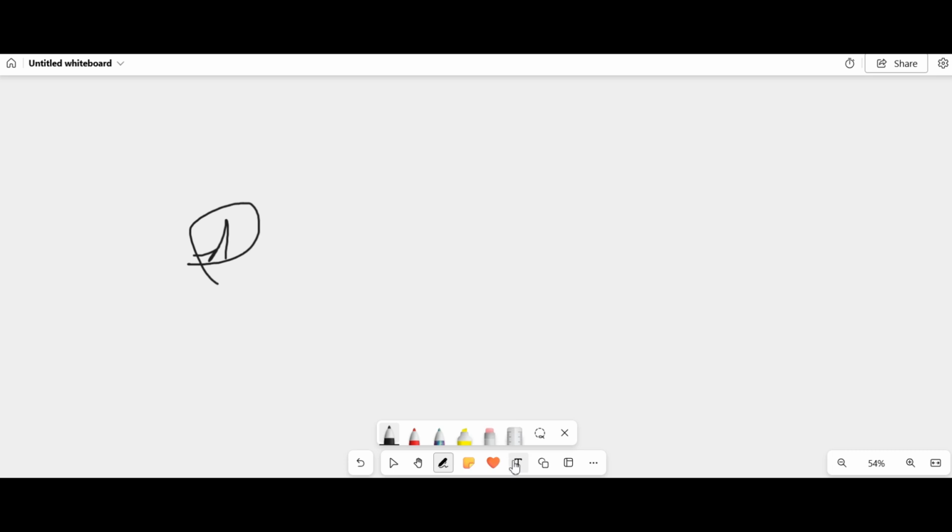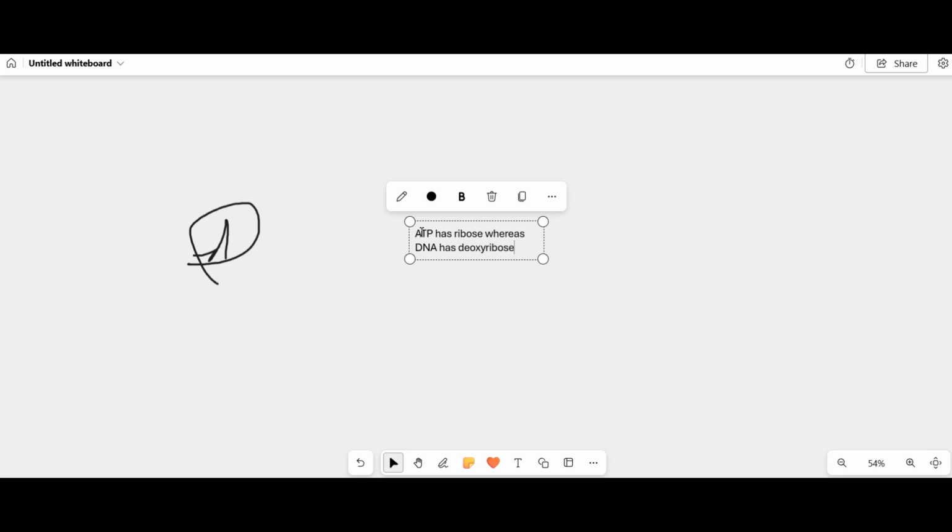Question D. ATP is a nucleotide derivative. Contrast the structure of ATP and a nucleotide. ATP has ribose, whereas DNA has deoxyribose. So write that down. And then secondly, ATP has triphosphate, three phosphate groups, whereas DNA has one phosphate group.